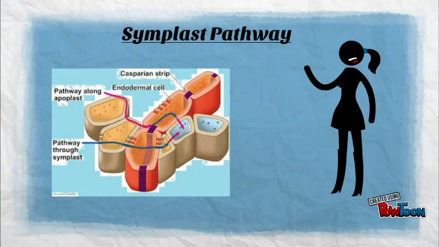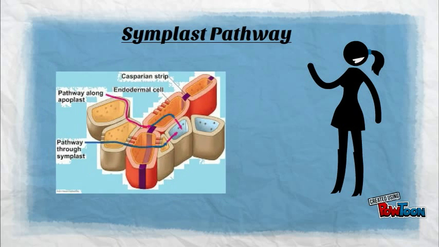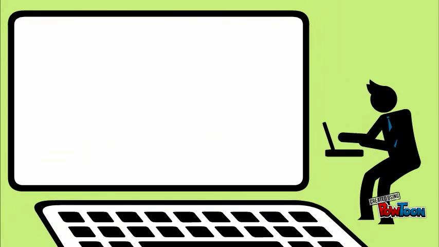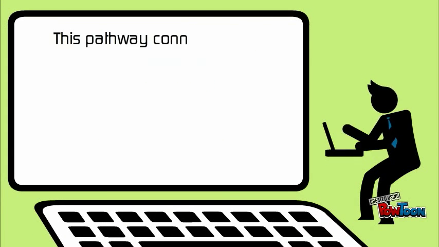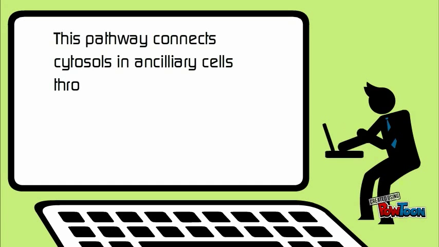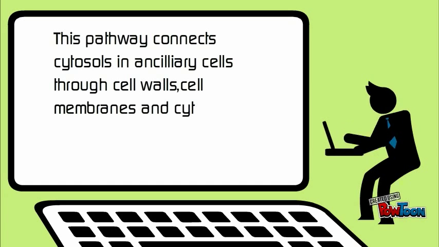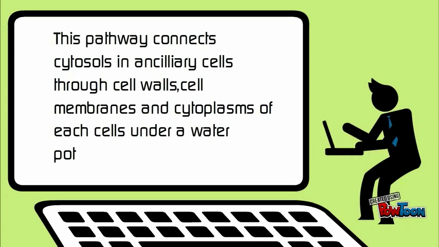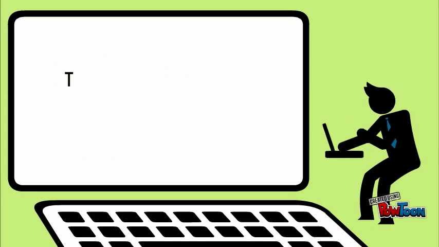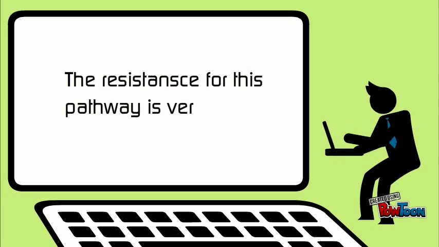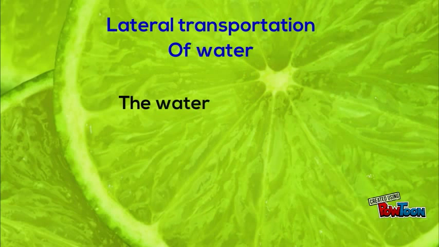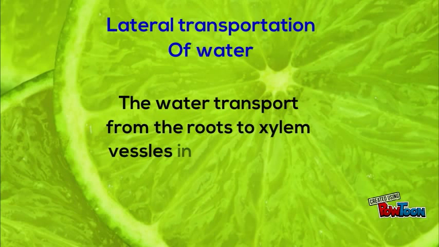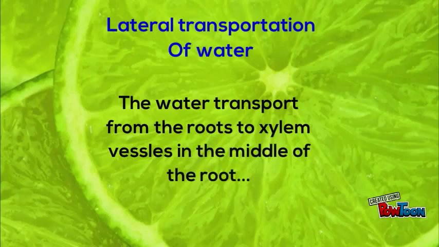Transmembrane pathway. This pathway connects cytosols and ancillary cells through the cell walls, cell membranes and cytoplasm of each cell under a water potential gradient. The resistance for this pathway is very high. Lateral transportation of water: the water is transported from the roots to the xylem vessels in the middle of the roots. The pathways involved are the apoplast pathway, symplast pathway, and transmembrane pathway. They are shown in this picture.